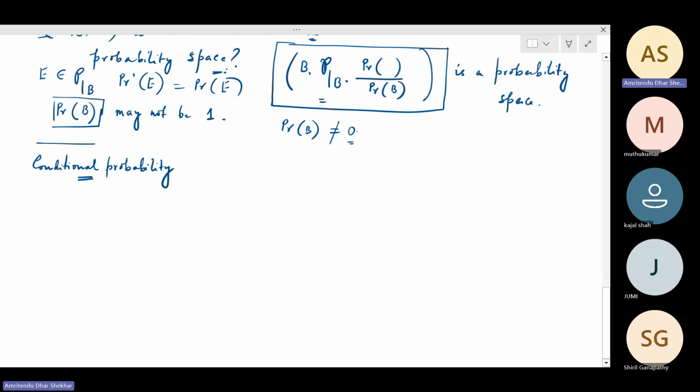So again, probability is something that we see in real life.